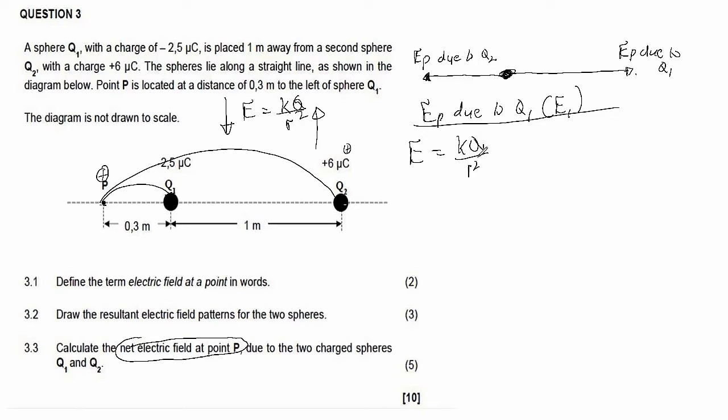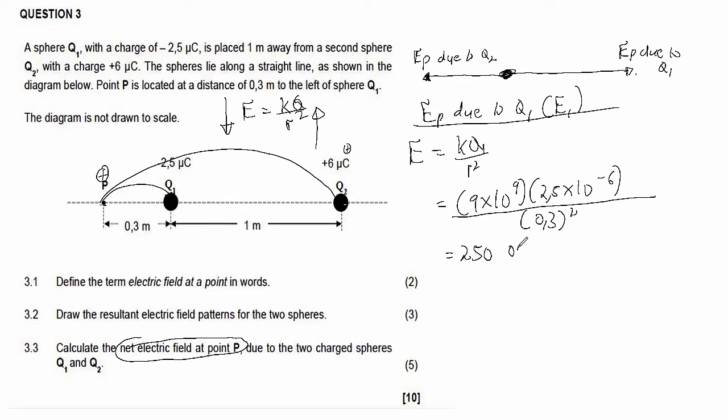So let's use Q1. So that's 9 times 10 to the exponent of 9. Our Q1 is 2.5 times 10 to the exponent of negative 6. Remember, I do not substitute that negative here. And then the distance in between, it's 0.3. It's in the desired SI unit, so I'm just going to substitute it exactly as it is. Then if you punch all that into your calculator, you get 250,000 Newton per Coulomb, right?